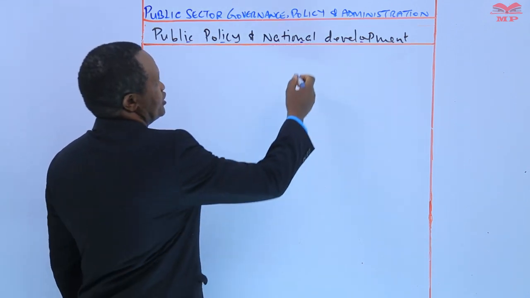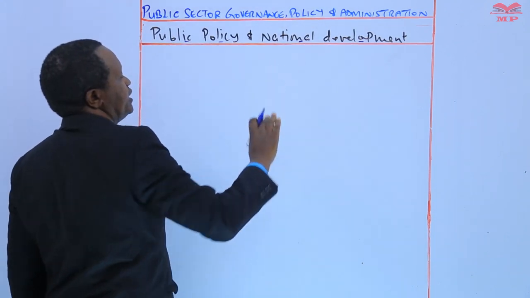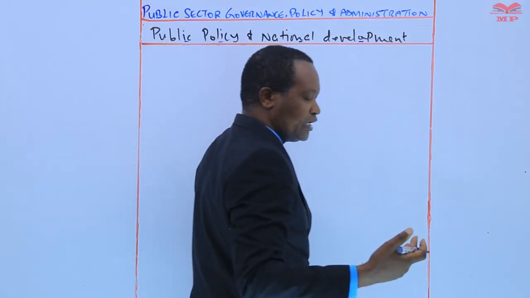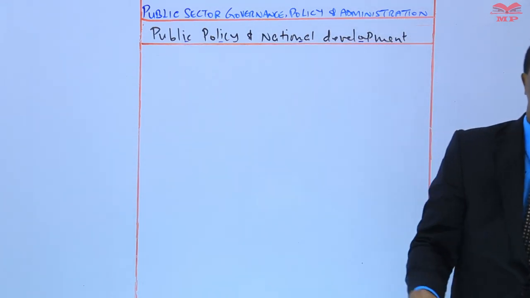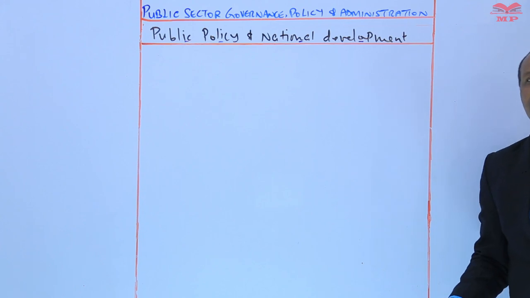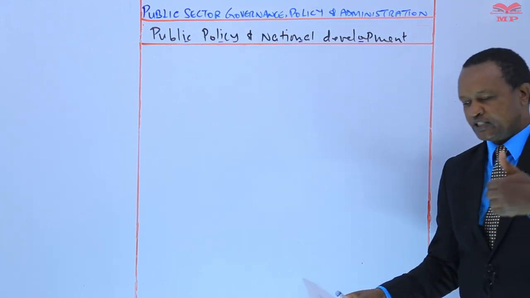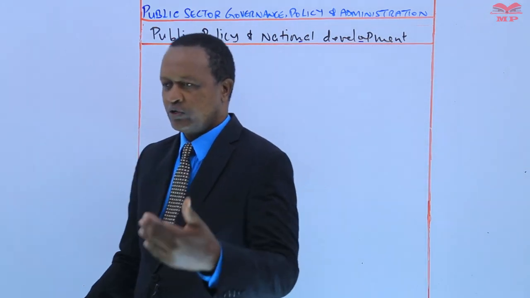All right, national development. Now, the key dimensions of national development are economic development, environmental development, political development, and so on. We may have also social development. And economic development refers to the increasing of a nation's wealth, productivity, and income levels. That's the meaning of economic development.